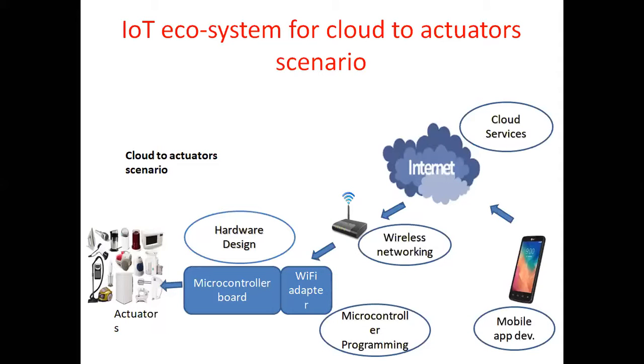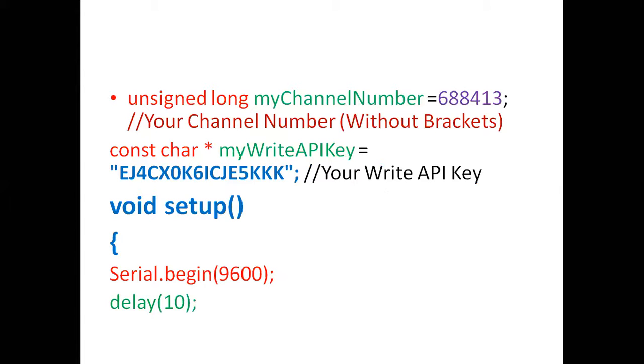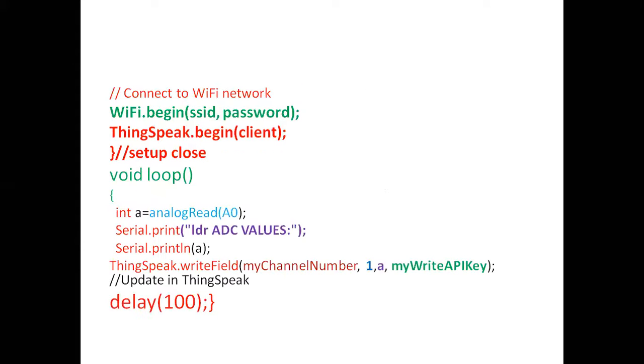Up to now we have seen how to send the data to the cloud. Suppose I want to send 3 or 4, up to 8, sensor data. The programming is very simple. Here you put a delay of 15,000, meaning every 15 seconds. So ThingSpeak.writeField with my channel number, field 2, my API key. After that, my channel number, field 3, my API key.